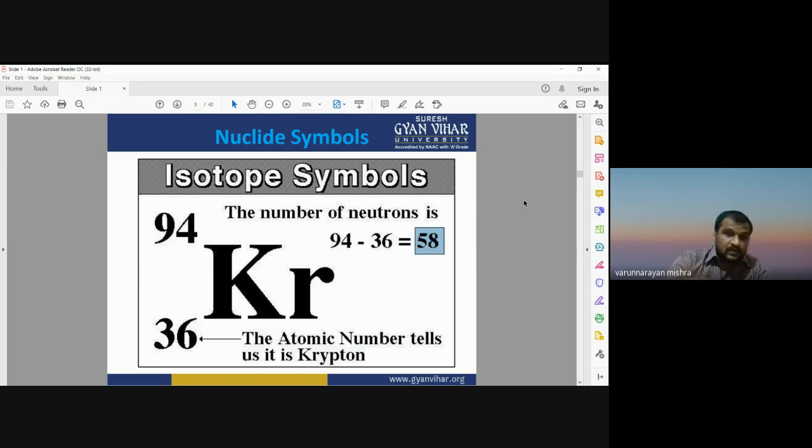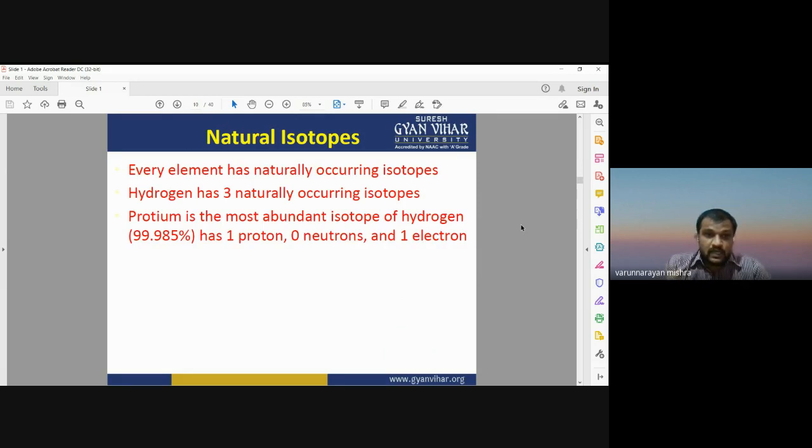When we add the number of protons and the number of neutrons, it gives the total mass of the element. This is the symbology, the way we represent the total mass and the number of protons in an element. This is the standard symbology for representing any element or its isotope. Each and every element has some natural isotopes, which may occur in nature automatically. For example, hydrogen has 3 naturally occurring isotopes. Isotopes may be created artificially, or they may be present in nature because of a natural process.